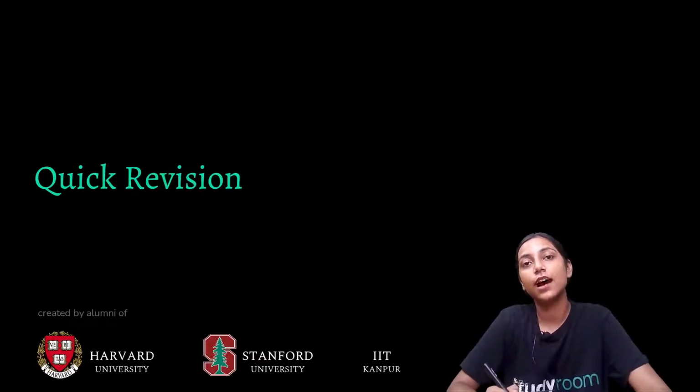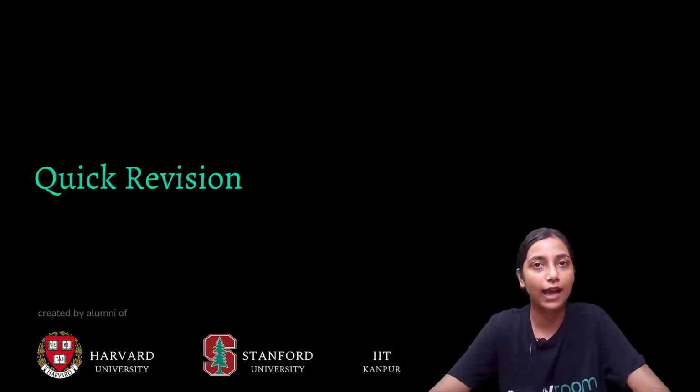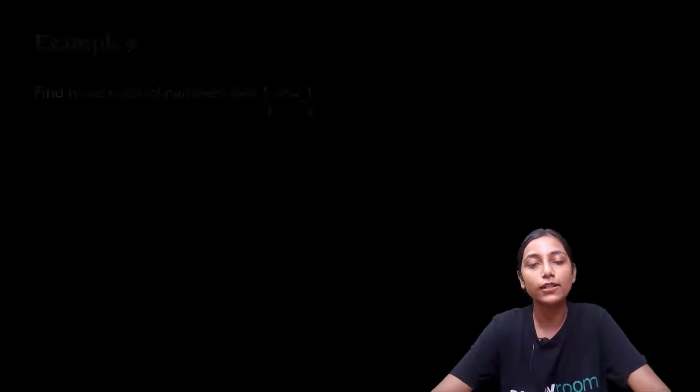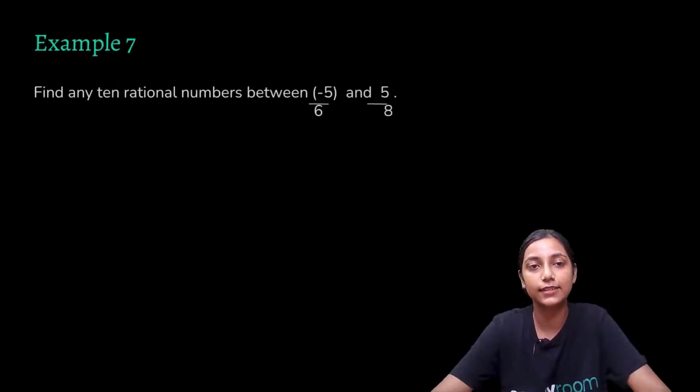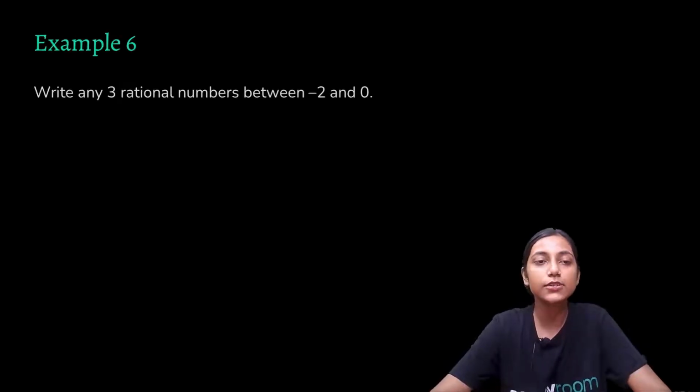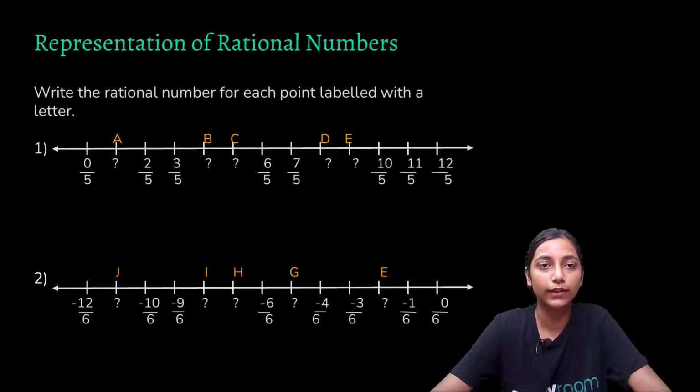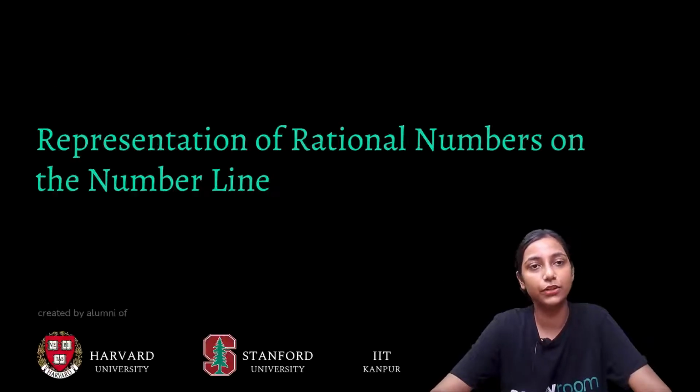So we have studied our first chapter of class 8 mathematics, that was rational numbers. Now in this video lecture we are going to do a quick recap, a quick revision of all the topics that we studied under this chapter 1. So let's just go back to our slide 1 and start doing the revision.